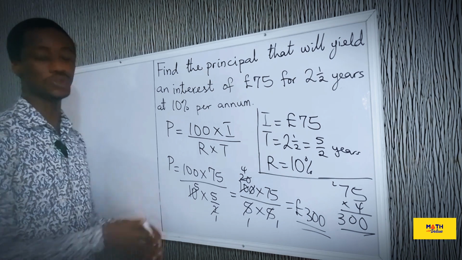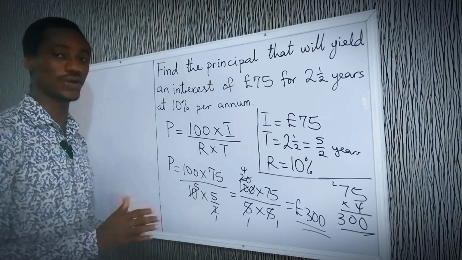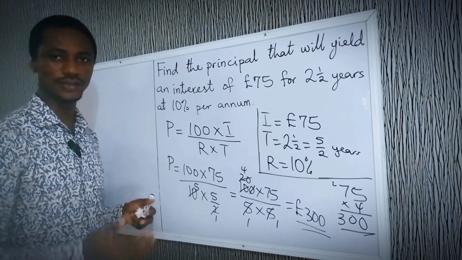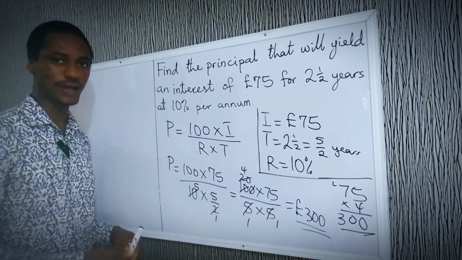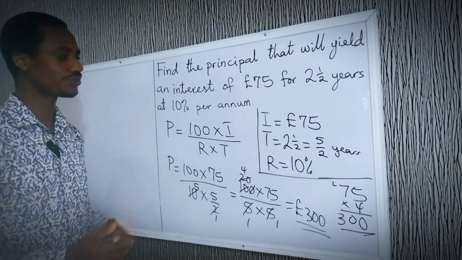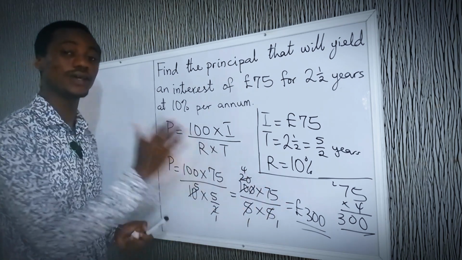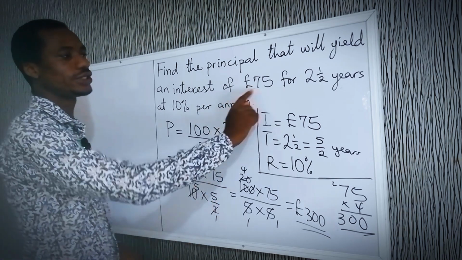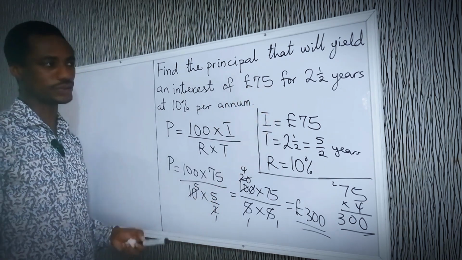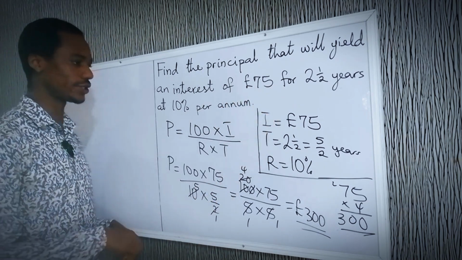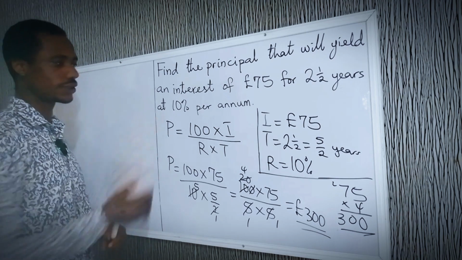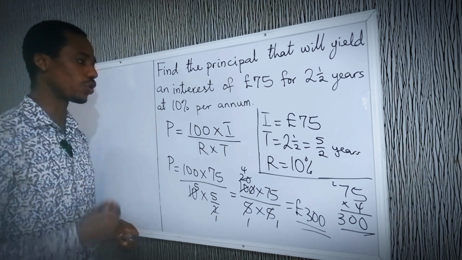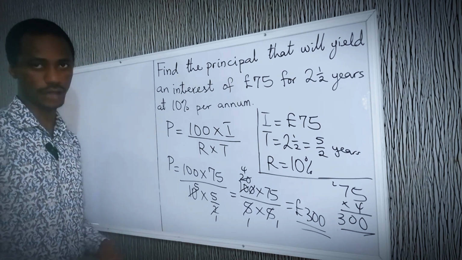Like I told you, simple interest works with any currency, be it rands, cedis, pounds, yen, yuan. So the answer is £300 that will yield £75 at the end of 2.5 years of investment, growing at 10% per annum.